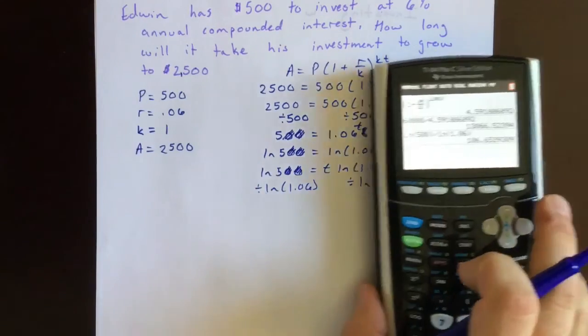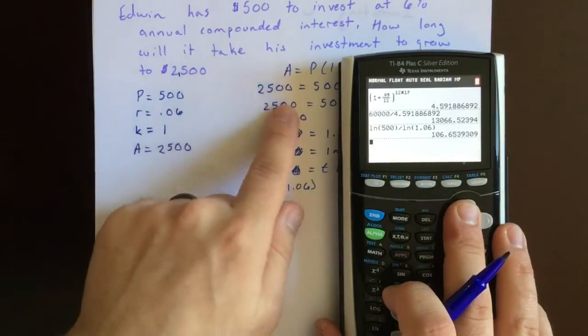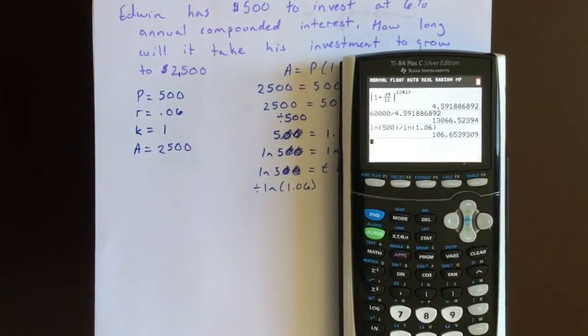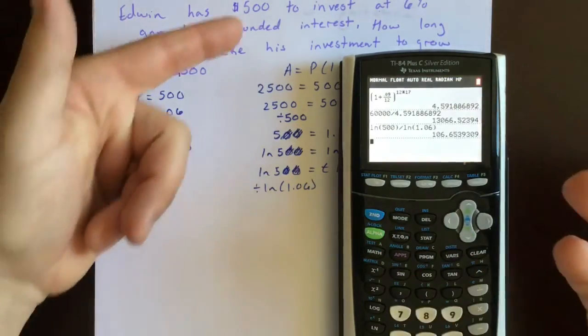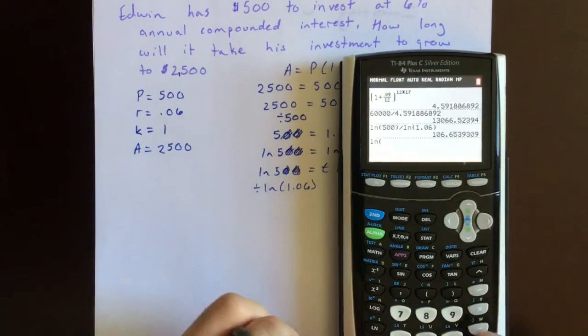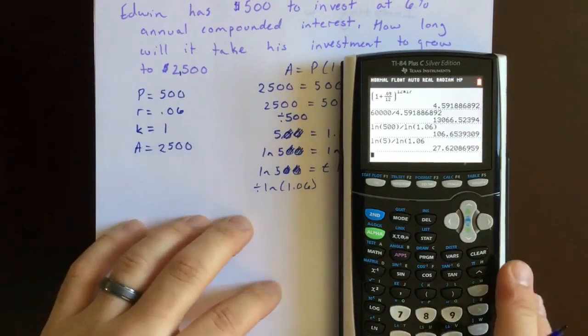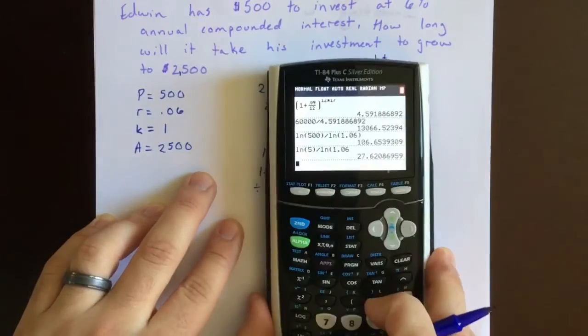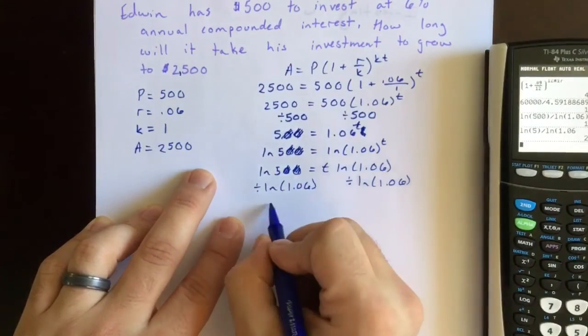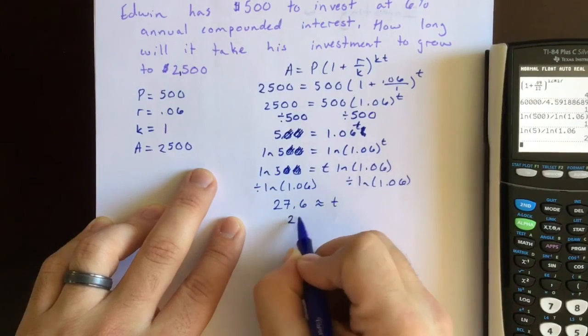Okay. So again, the reason I knew something was wrong, if you were not really following the little steps with me, I got 106. So we're saying here it's going to take Edwin 106 years to go from 500 to 2,500, and that just wasn't right to me. So let's try this again. Natural log of 5, okay, and that gives us much better, 27.6. Okay, or we could say 28 years.